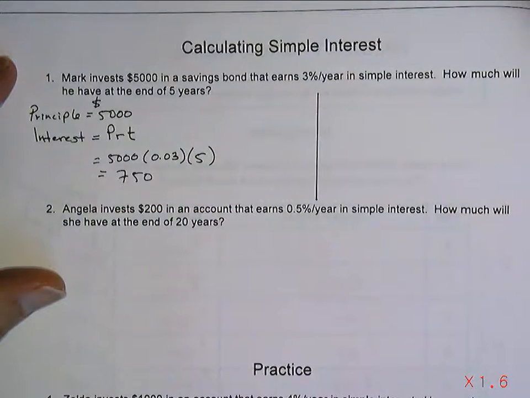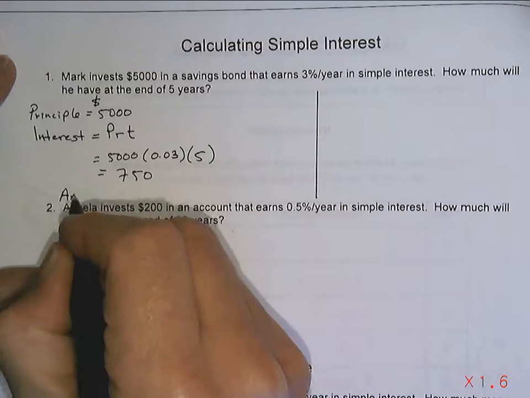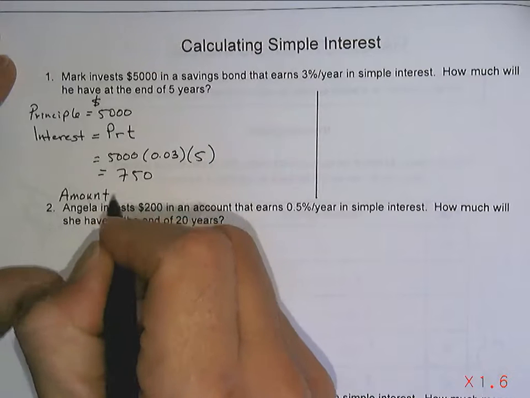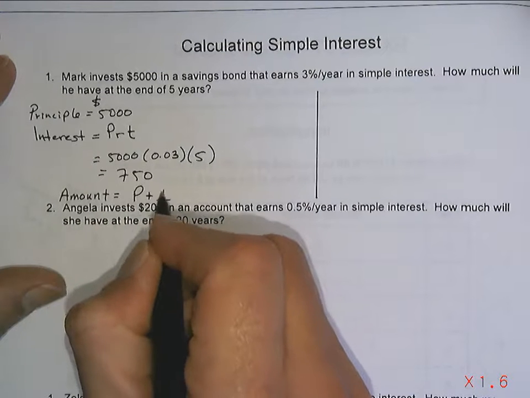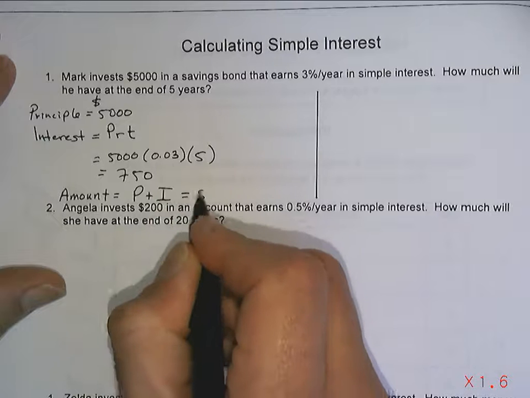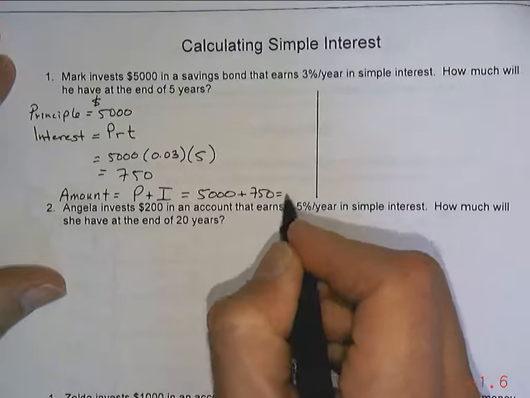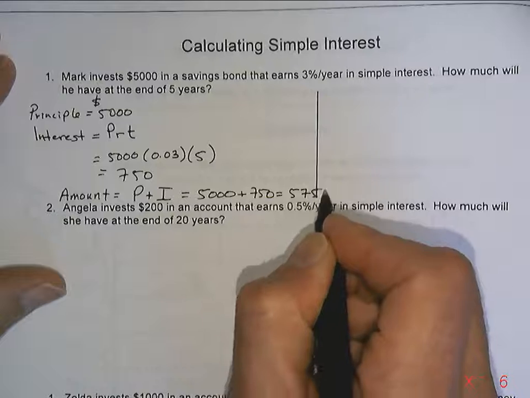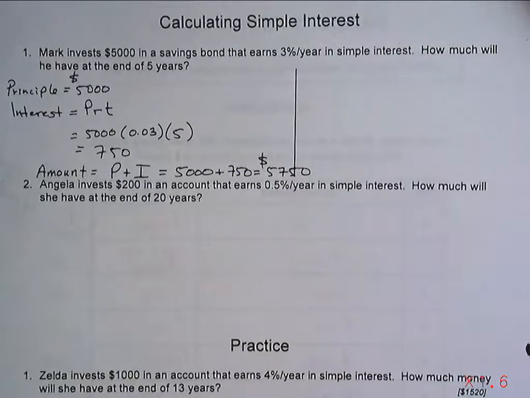So the amount that they'll have at the end will be the principal plus the interest. So it would be 5,000 plus 750, which is $5,750. So I broke it up and did it in 2 steps, didn't I?